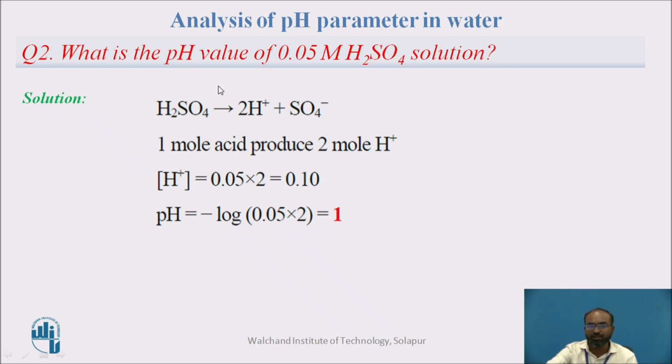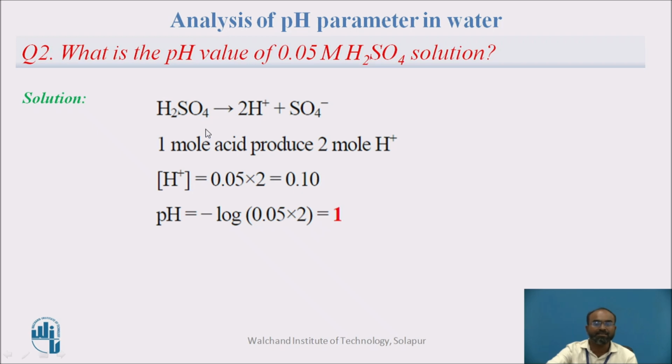It means when the H2SO4 comes into the water, dissociation of H2SO4 will happen and it forms 2H plus and SO4 minus. Now here in the formula you can see 1 mole of H2SO4 is producing 2 moles of hydrogen, and in the formula it is minus log of H plus ions, not the concentration of that acid. So first we have to calculate the concentration of H plus ions.